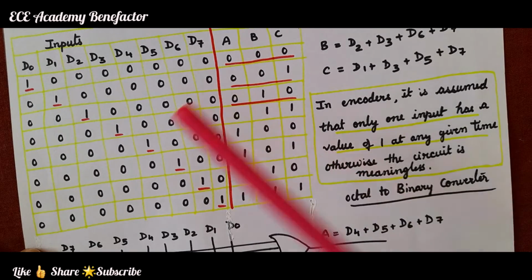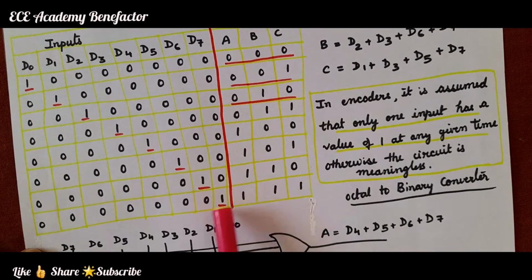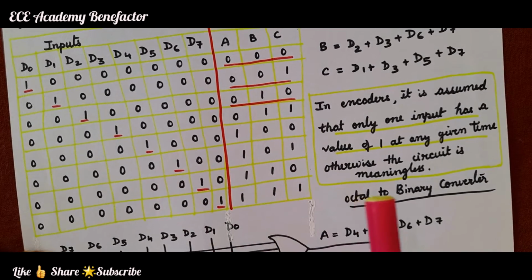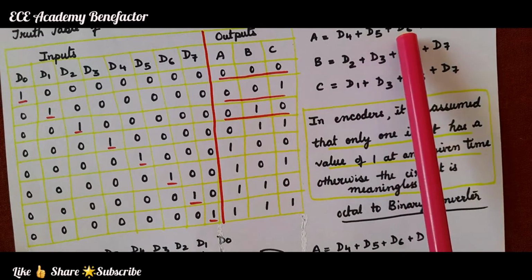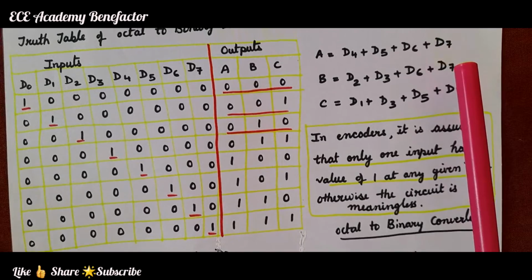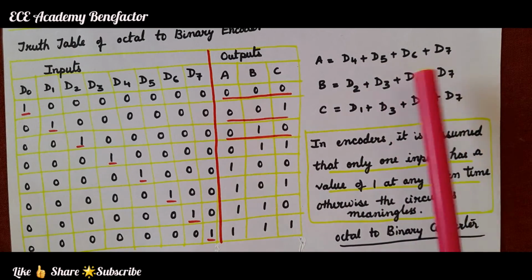So it is 1 at D4, D5, D6 and D7. So we can write the equation of A as D4 plus D5 plus D6 plus D7. Okay, D4 plus D5 plus D6 plus D7.